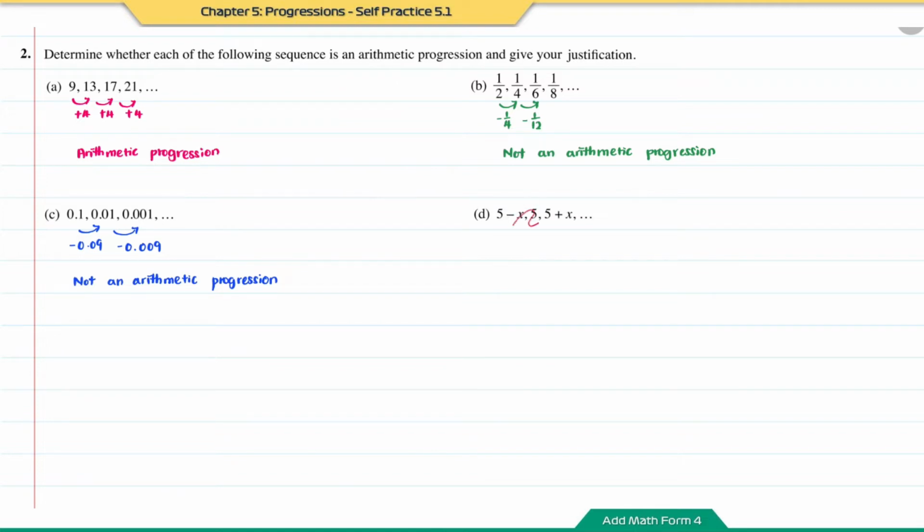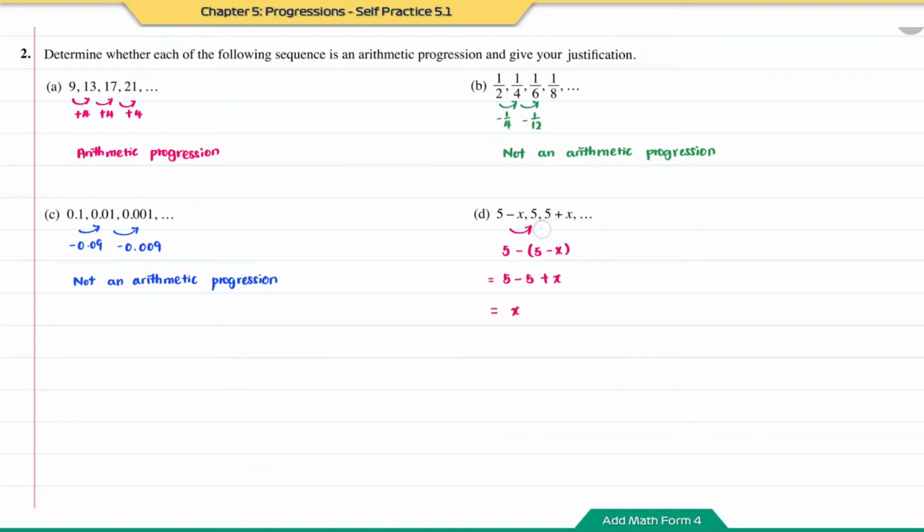Questions D. So first, we're going to find the difference between the two consecutive terms. Here you can use 5 minus (5 minus x). Here I need to put a bracket because I am subtracting the whole thing. So this will become 5 minus 5 plus x, which is equal to x.